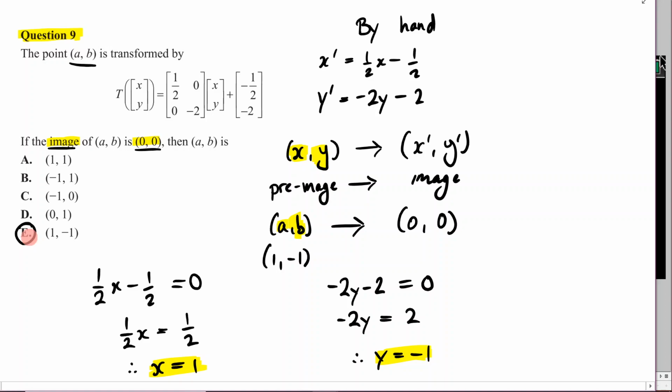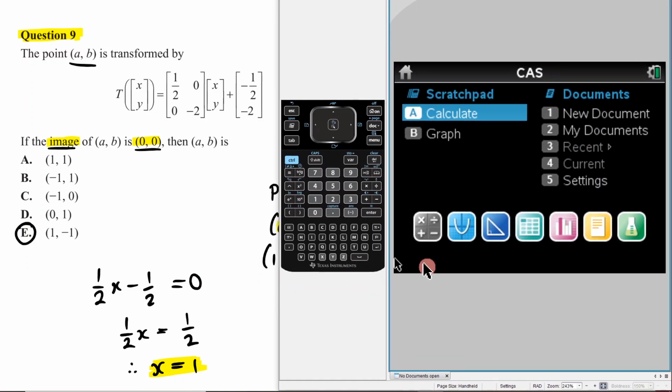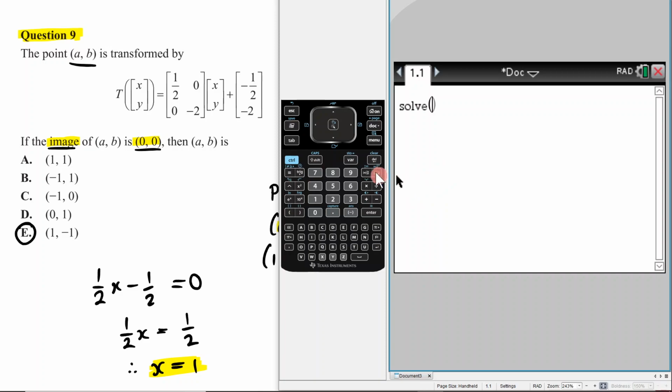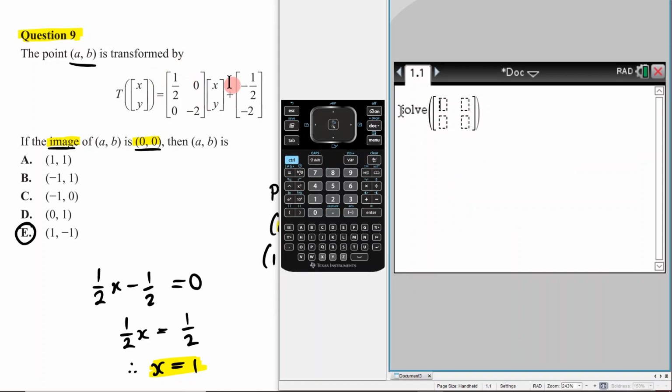Now there is a way to do this on your CAS calculator. So let me show you that way as well. So what we're going to do is we're going to solve, so menu, algebra, solve. Then I'm going to get a matrix like this. And I'm just going to put in this information. So I'm just really copying this out here. So it's going to be a half, 0, negative 2, 0. And now, instead of putting x and y, we know that that is the same thing as just a and b. That's our pre-image, what we're applying the transformation to. So I'm just going to put that in like this.